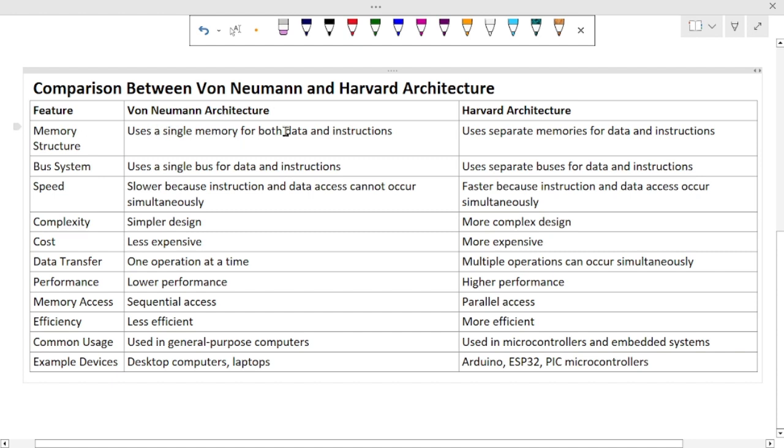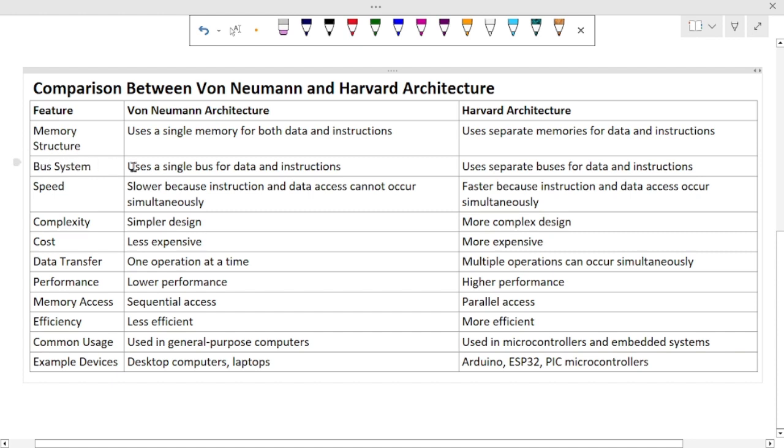Single memory for both data and instruction, right? Data is what you are working on, instruction is how we are working on it. Both of them are saved in the same memory for von Neumann. For Harvard, they are separate. Now, that's in terms of memory.